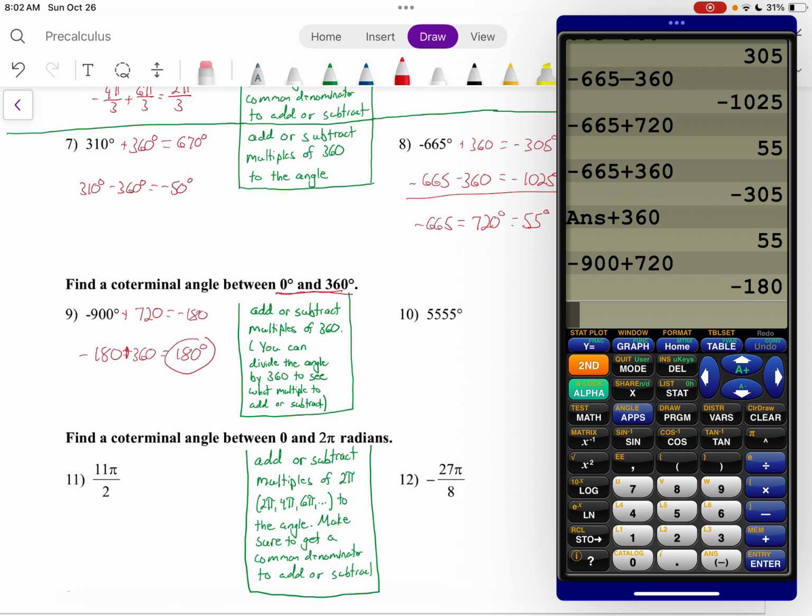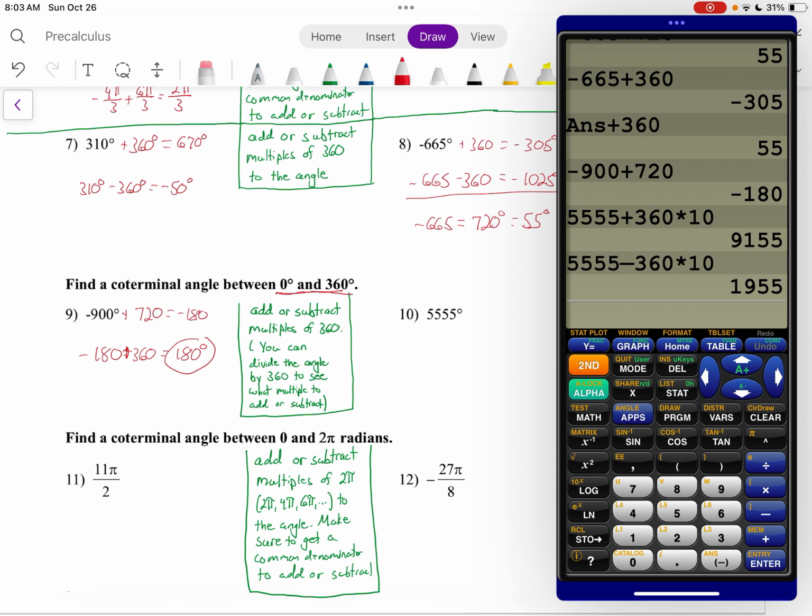For number 10, with a number like that, we could subtract 360 a lot of times. You could subtract a multiple of 360. So like 360 times 10 is 3,600. Actually, we could just do this: 5,555 minus 360 times 10. So there's 1,955. We could subtract 360 some more times.